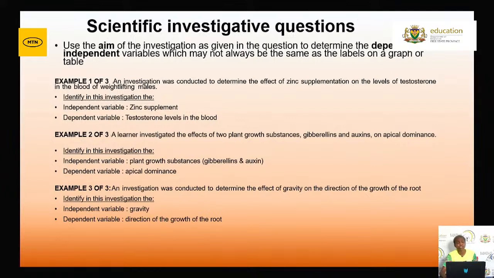So please just make sure that you only look for these two variables in the aim or the scientific investigation statement. And then make sure again that there is a relationship between the two variables.